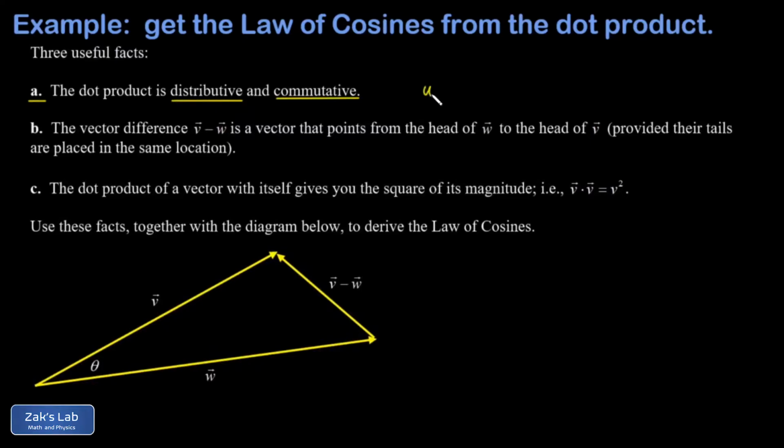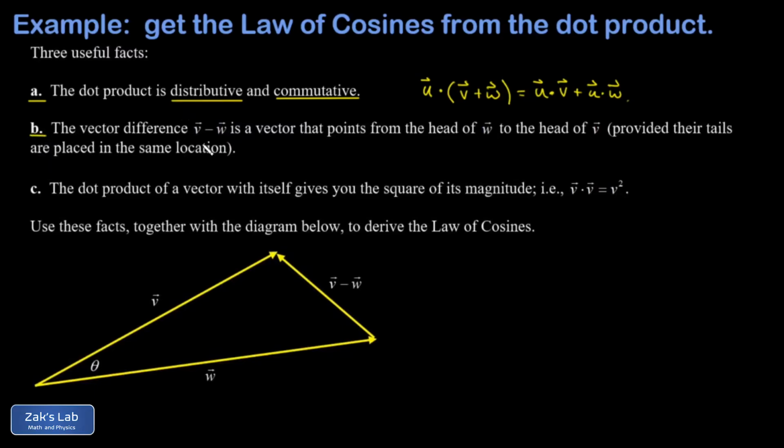Distributive means it has a property like this, where if I dot a vector into a vector sum, it splits up into the dot product of that original vector with each piece of that sum. And this also implies that something like FOIL will happen if I dot two vector sums into each other. You just apply the distributive law twice and it all splits up.